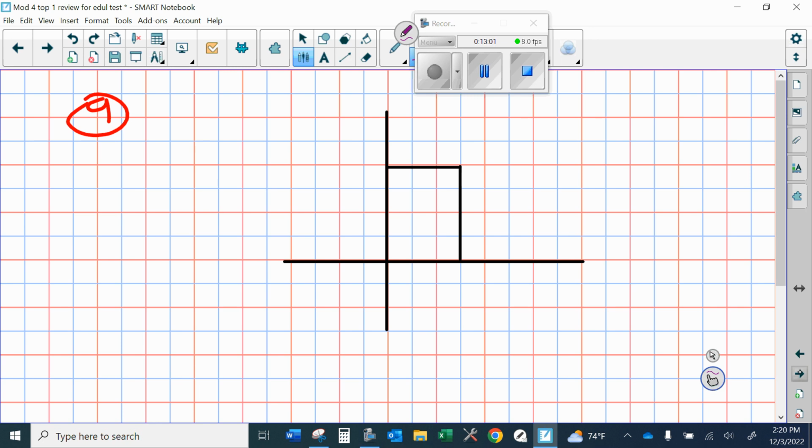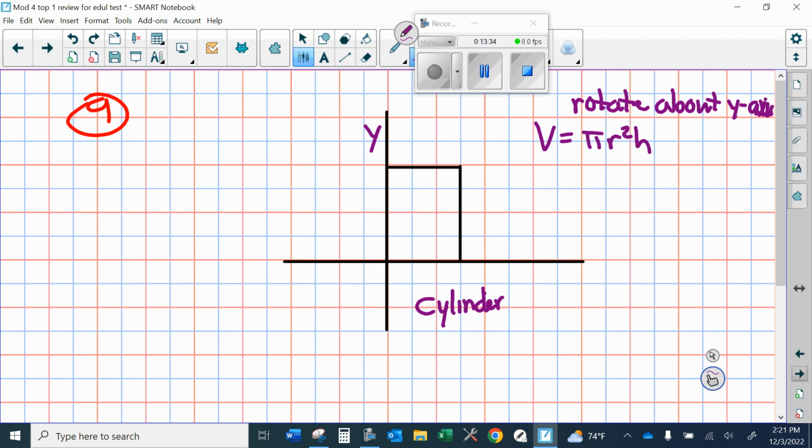I have this right here. They want the volume. That's what they're looking for. As that is rotated about the y-axis. Okay, well, if I rotate a rectangle about the y-axis, I get a cylinder. So you have to know the shape that it comes out to be, a cylinder. And what's the volume of a cylinder? Pi r squared h. Well, there's my r, 1, 2, 3. There's my h, 1, 2, 3, 4.